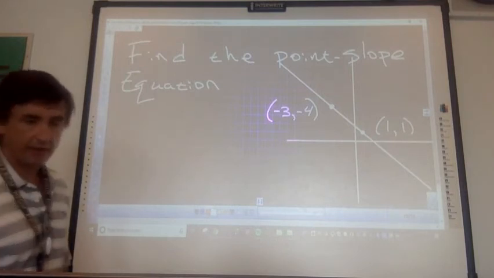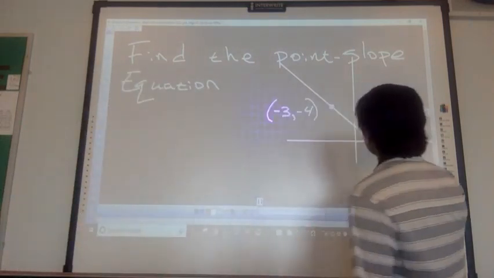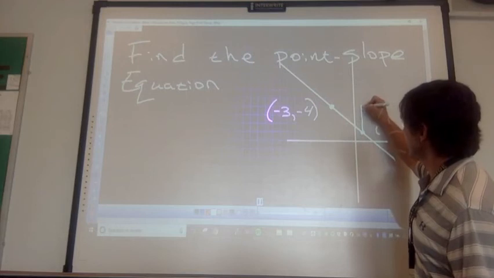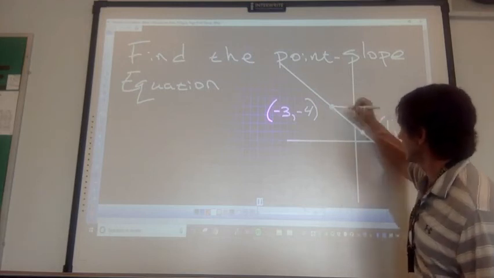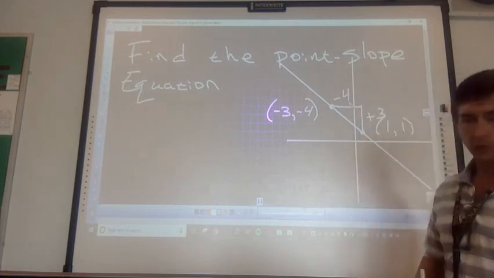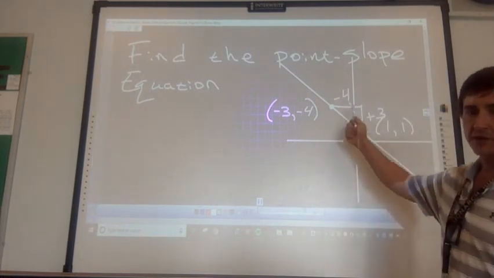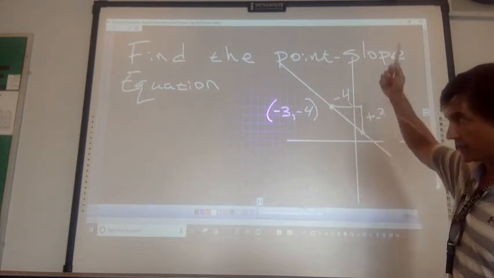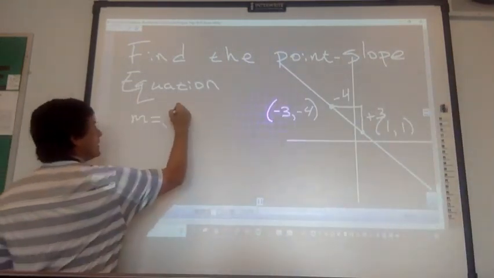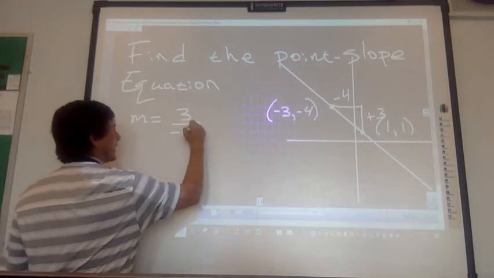First thing I'm going to do is count out the slope. So I go up 1, 2, 3, and I go left 1, 2, 3, 4. So +3, left 4. Remember, rise over run, y to the sky, y is always on top. So my slope here is 3 over -4.